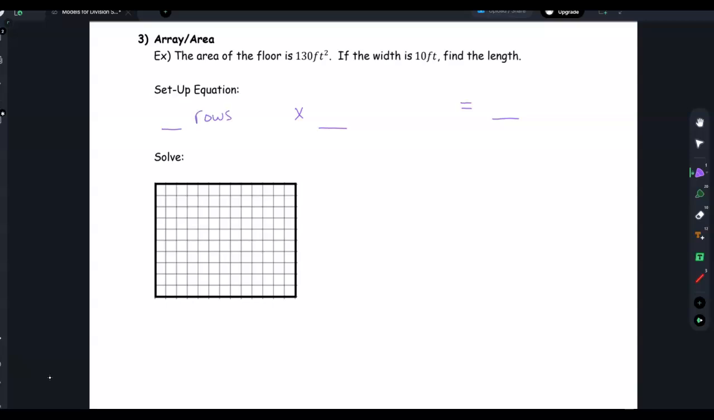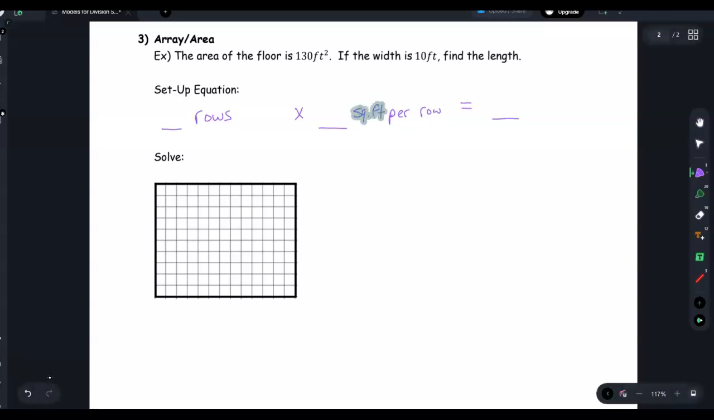So this first number is going to be a number of rows. And then that means the second number, since the second number always has the per part in it, is going to be the number of objects per row. Now, what are the objects? Well, we've seen problems where we have band members or stars or different types of objects. In this case, each of the objects is just a square, and specifically, it's a square foot. So we could say that this is going to be square feet per row.